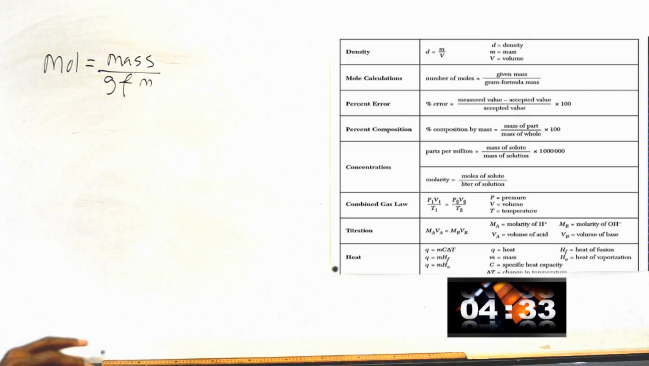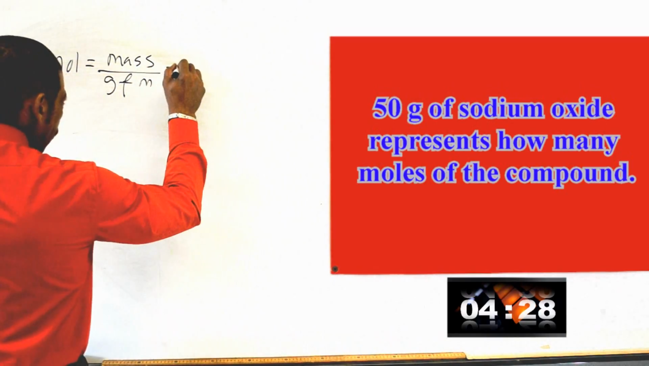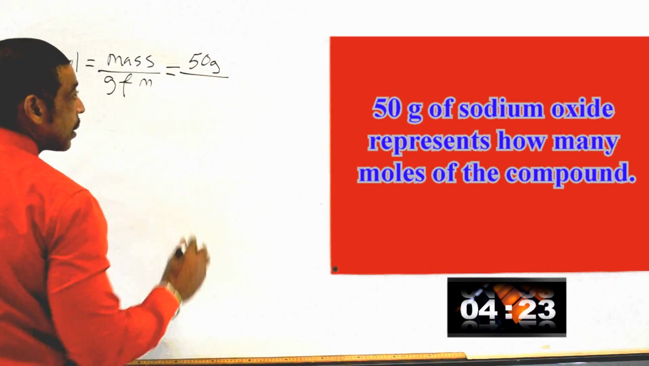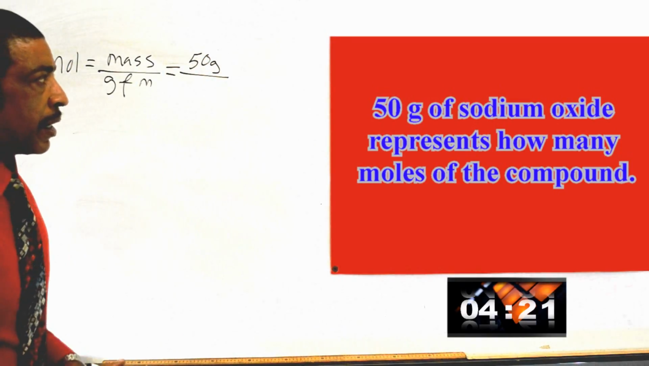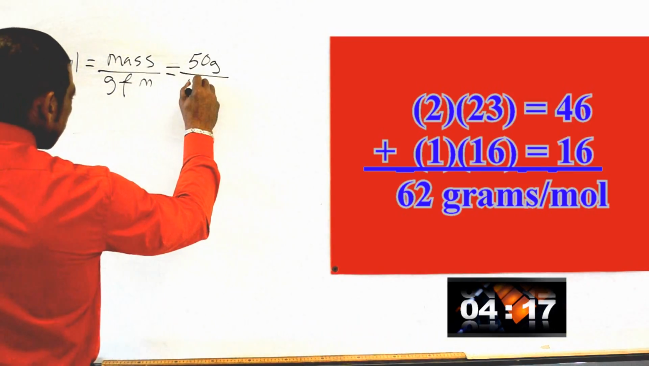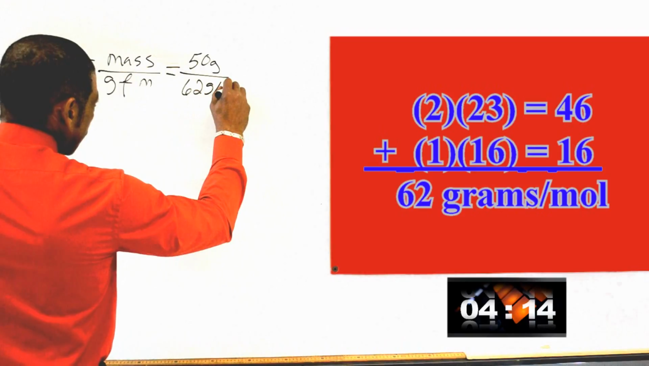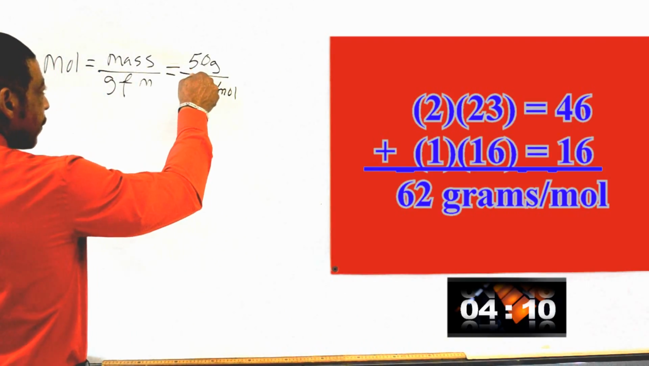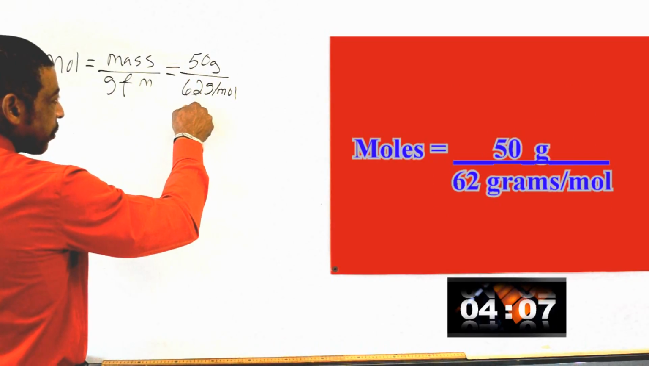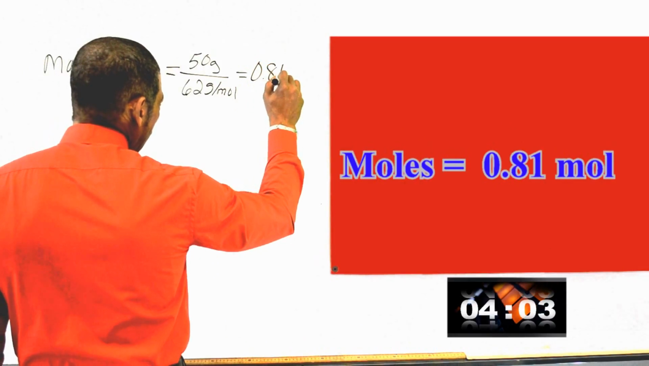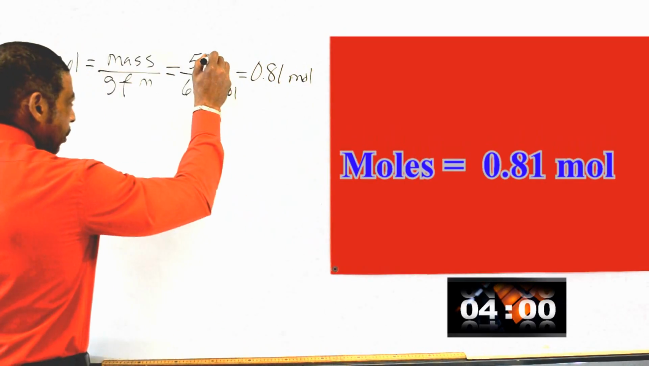Now simply match the information from the practice exercise to the actual formula. Okay, so we're given 50 grams of the compound, 50 G of the compound. Now, the gram formula mass of sodium oxide will be 62 grams per mole. All right, now you may confirm this with your own calculator if you wish. Dividing 50 grams by the gram formula mass, 62 grams per mole, will equal 0.81 mole. Remember, in this case, the grams will cancel out.